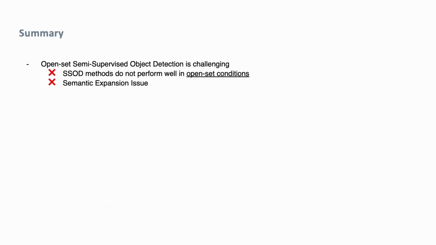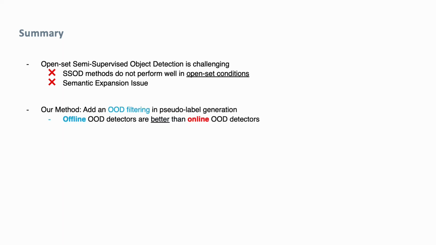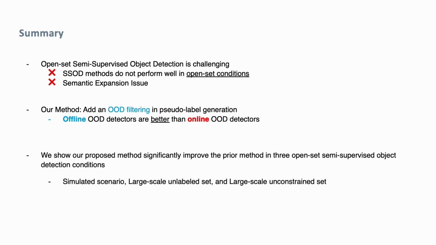In summary, we find open set semi-supervised object detection is a challenging problem, and the existing SSOD methods do not perform well in the open set conditions due to the semantic expansion issue. We then propose to add an OOD filtering in the SSOD framework and show offline detectors perform better than online detectors. This makes our proposed method significantly improve the prior works in three different open set semi-supervised object detection scenarios.